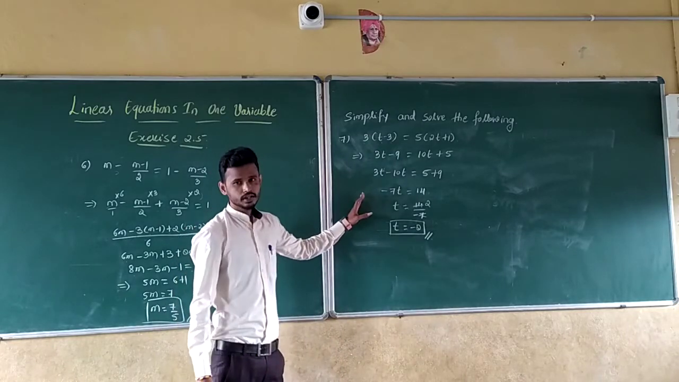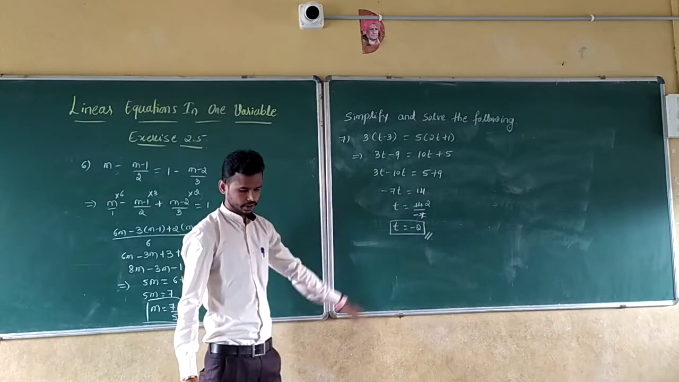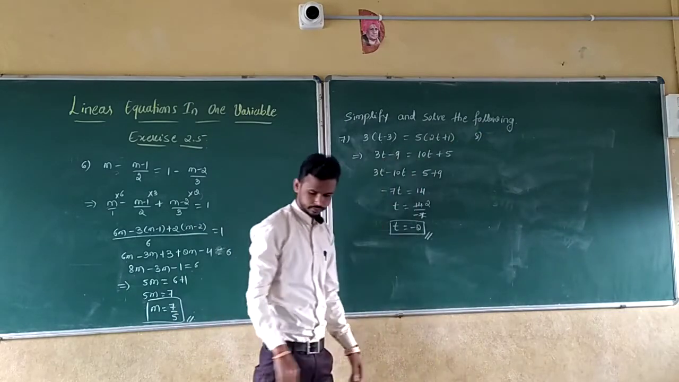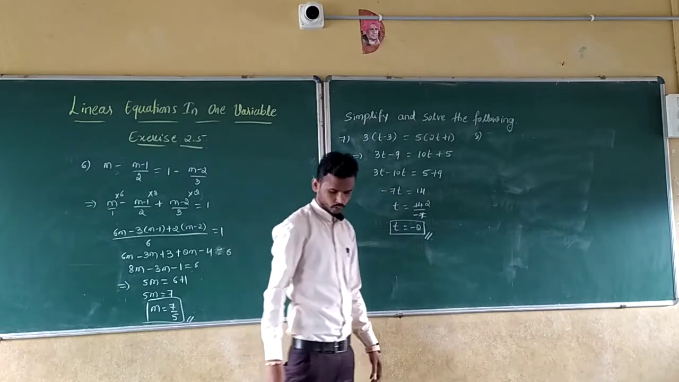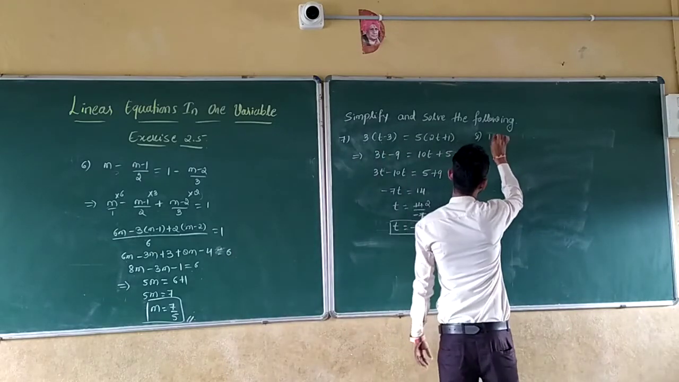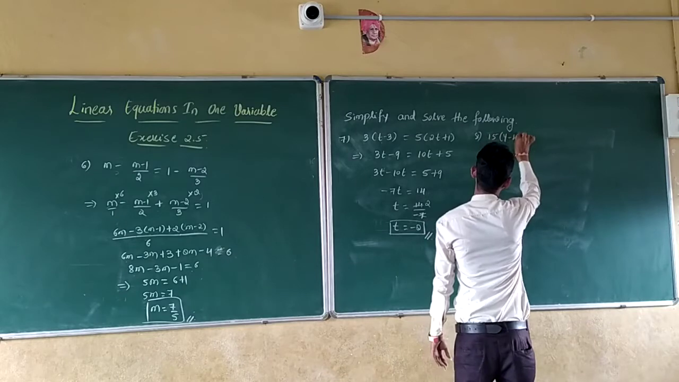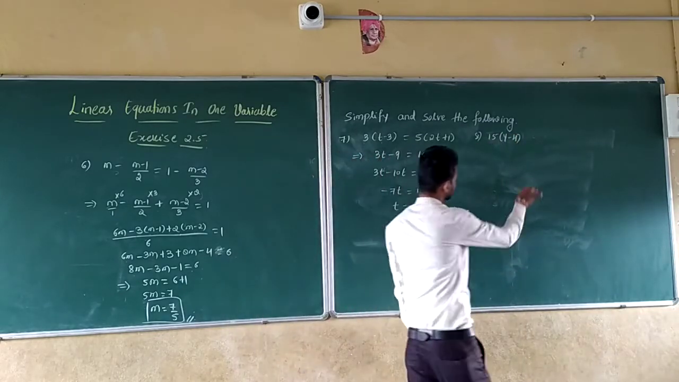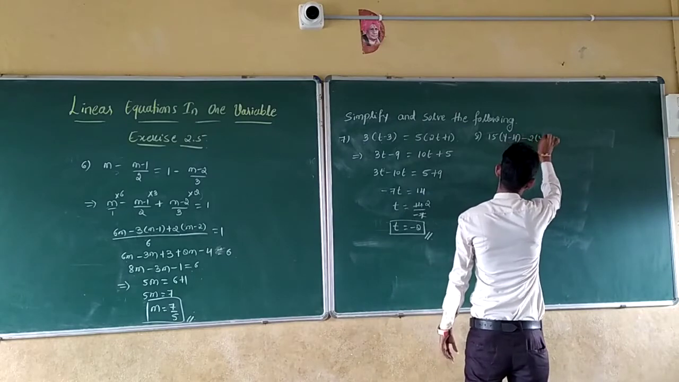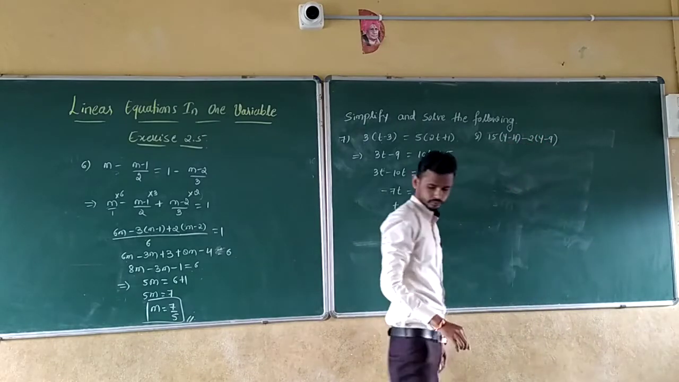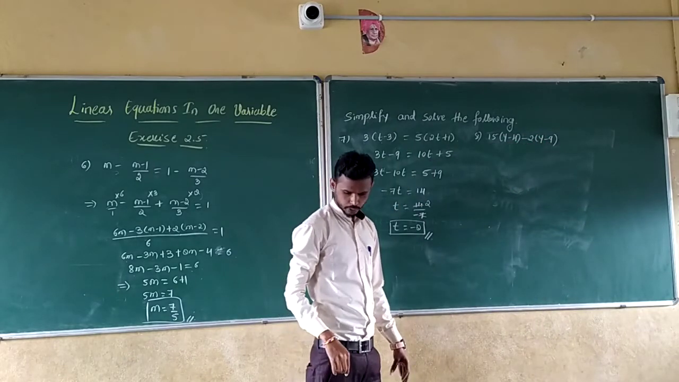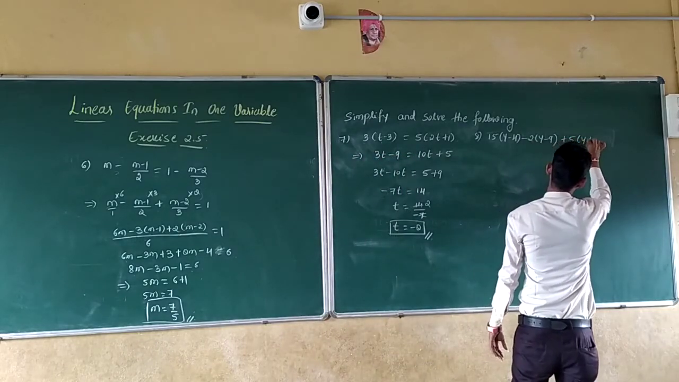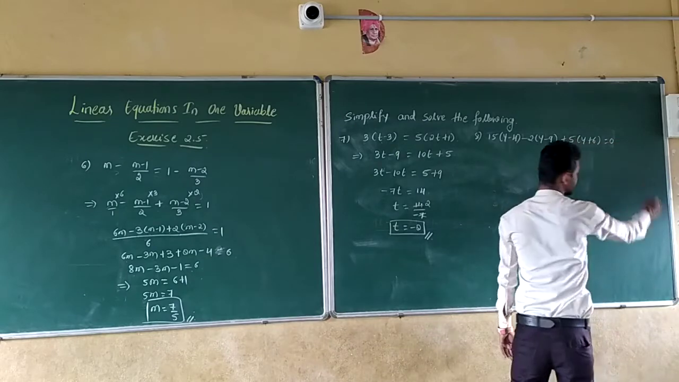So this is about 7th question. And see next question, 8th one. 15 into bracket y minus 4, minus 2 into bracket y minus 9, plus 5 into bracket y plus 6, is equals to 0.